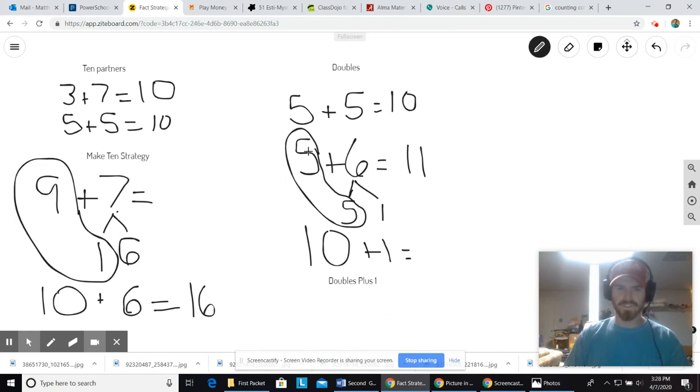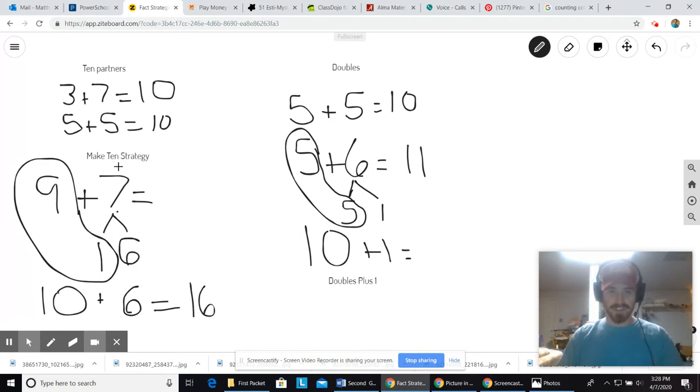Hmm. Well, I know that 5 and 5 make 10, so I know that I can pull a 5 out of the 6 because 6 is bigger. So I do that. But if I do that, I've got to know what's left over. 5 and 5 make 10. If I take 5 out of 6, there's only going to be one left because 6 is one more. So now I have a much easier problem. I have 10 plus 1, which is 11.